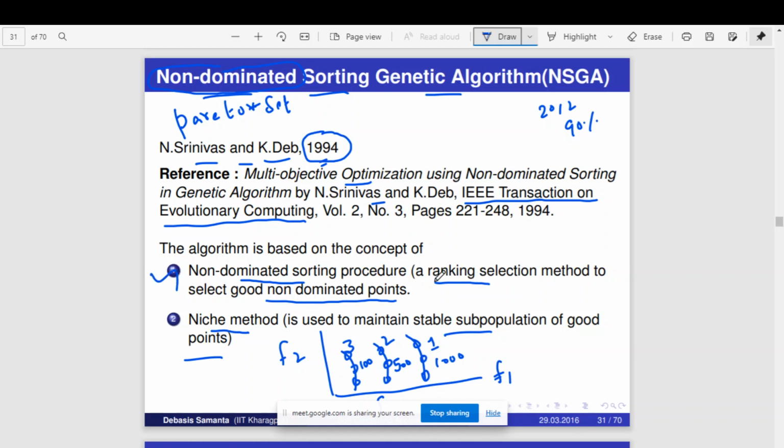It is going to rank by selecting the non-dominated points. Okay. So it is something like categorizing. You are saying that this non-dominated set is better than this non-dominated set, and this non-dominated set is better than this non-dominated set. Okay.